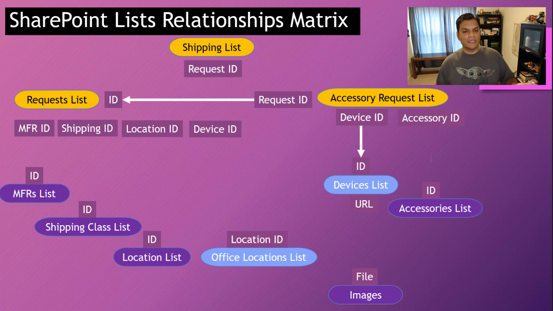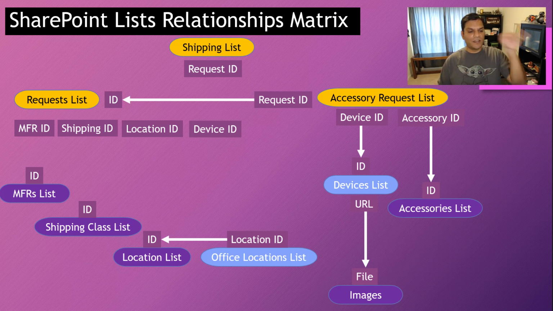And then here is basically the overview of how everything connects, right? See the ones from the request, accessory request, it is tying into all these other ones from the request list as against the device lists. Same thing on the office locations ID. It is referencing the ID of the office locations.